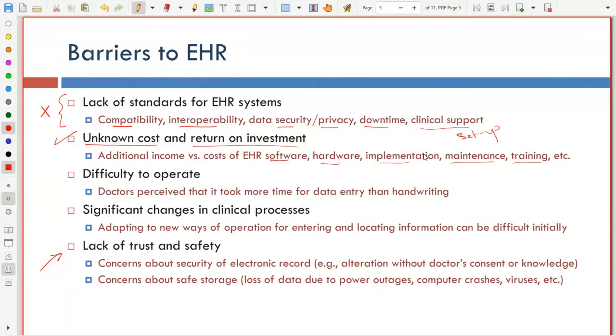This is actually one of the things that are very difficult, because sometimes the regulations change from one country to another. So whatever medical data should be accessible might change from one country to another. So it's very difficult to have a universal EHR for the whole world.